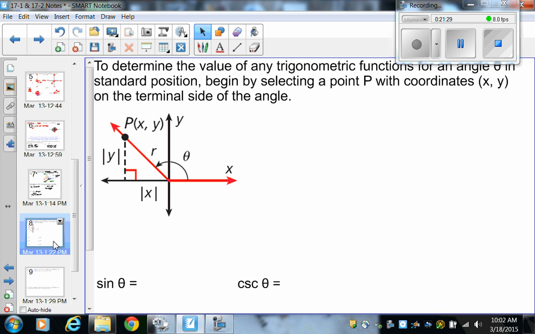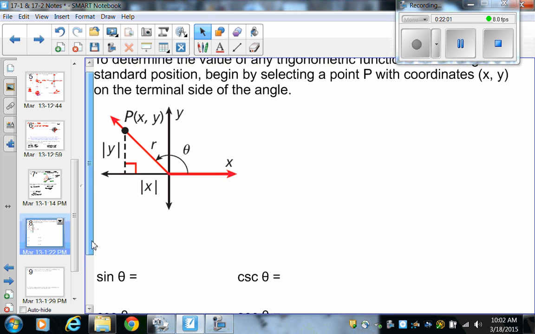To determine the value of any trigonometric function for an angle theta in standard position, begin by selecting a point P with the coordinates x, y on the terminal side of the angle. All I've done here is we have our theta here, and this is our terminal side, and we've labeled a point way up here. In order to get to that point, you just go over x this way and up y this way.